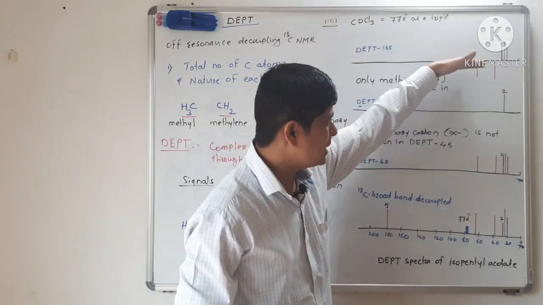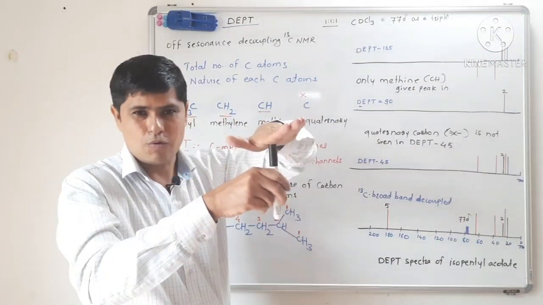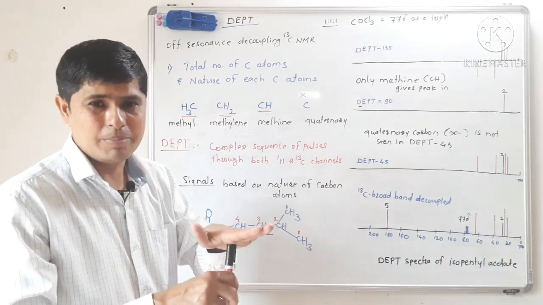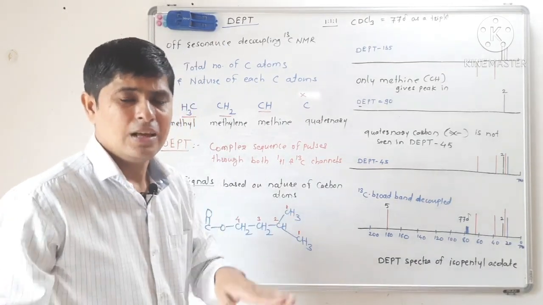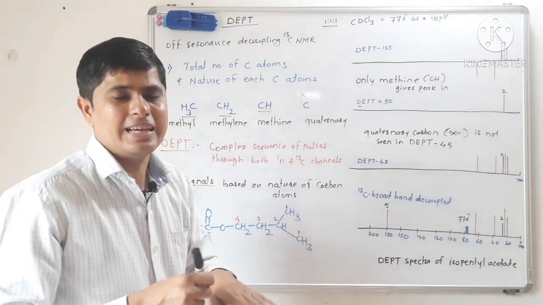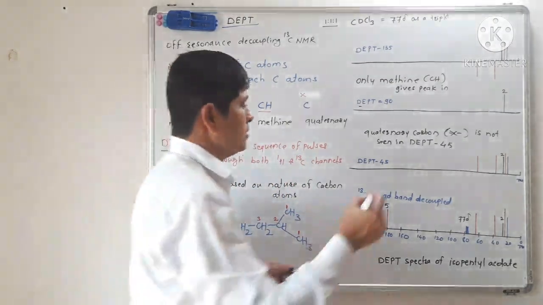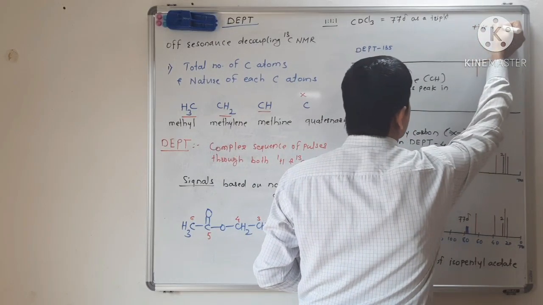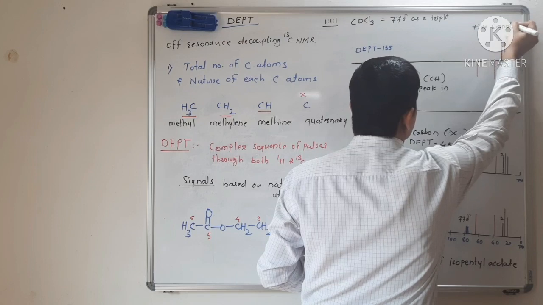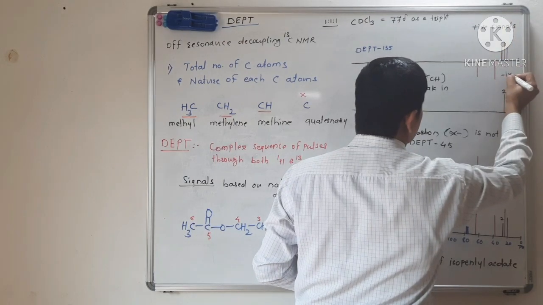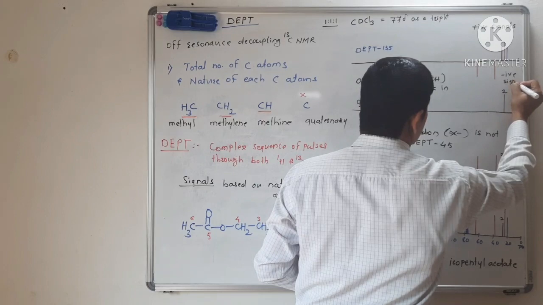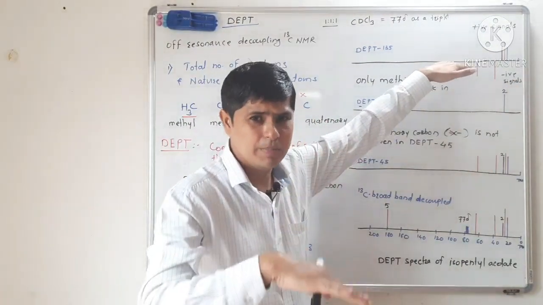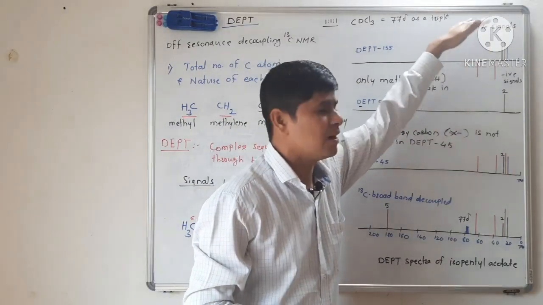See, the signals which are below the baseline, they are called negative signals, while the signals which are above the baseline are called positive signals. Okay, so these are positive signals and these are negative signals. These signals are below the baseline, hence they are negative signals, and these signals are above the baseline, hence they are positive signals.